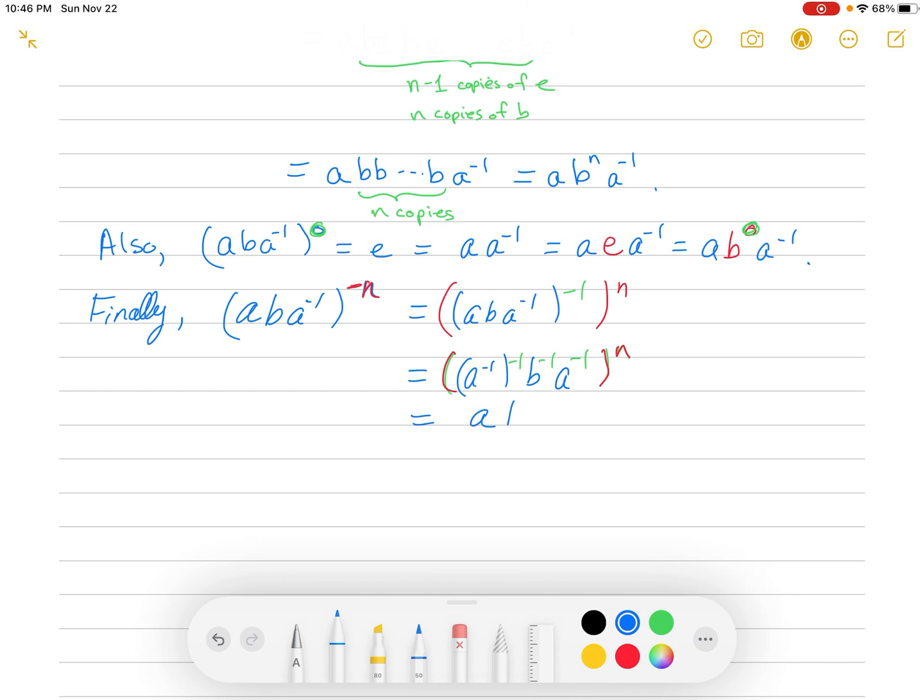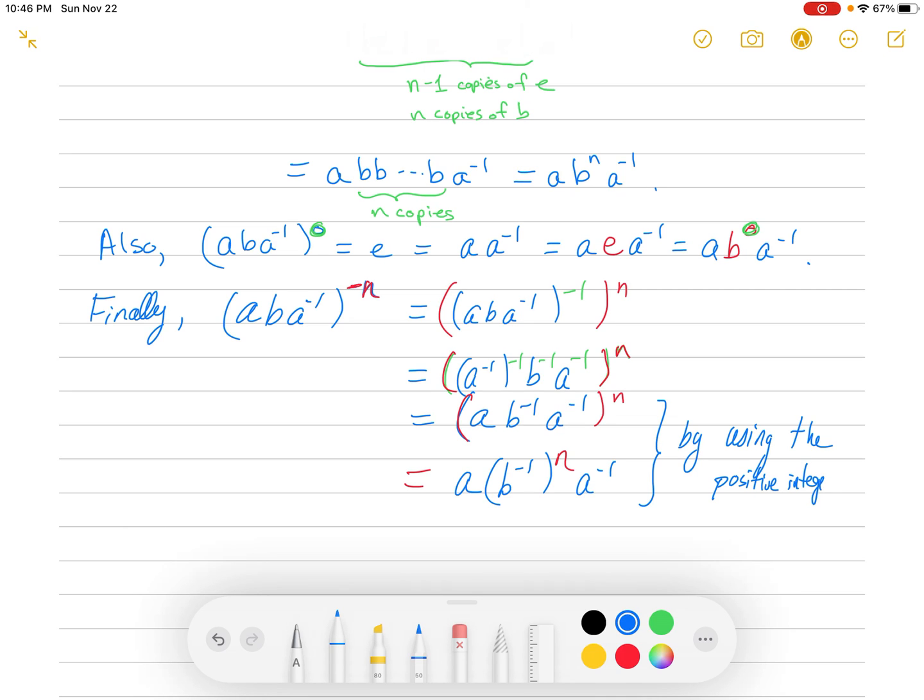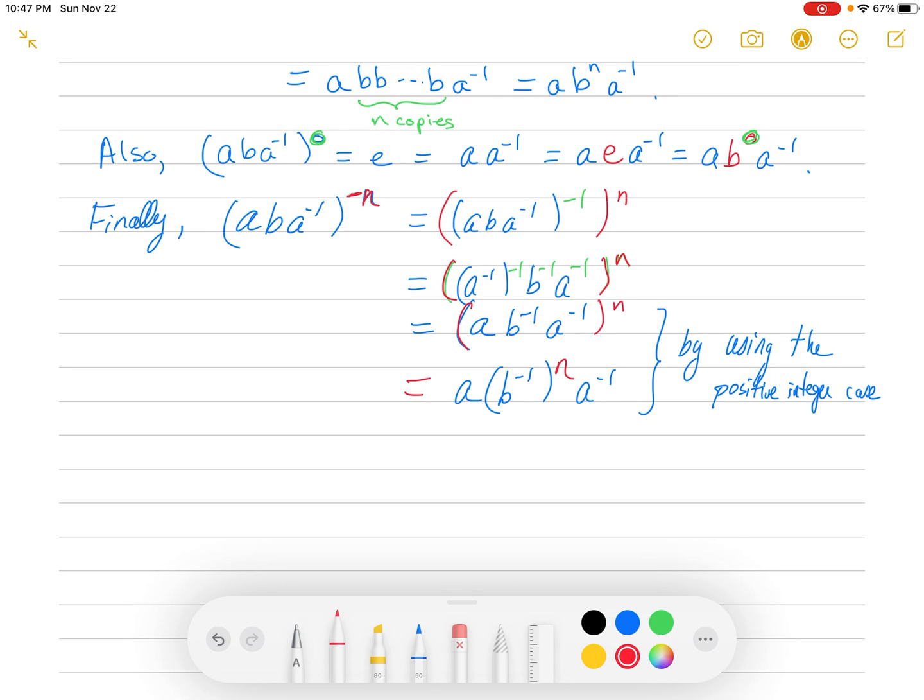So you get A, B inverse, A inverse. And now n is actually a positive integer, so you can apply the positive integer part to this. You can just say this is A, B to the negative 1 to the n, A inverse. That was by using the positive integer case. And then we can just rename this A, B to the minus n, A to the negative 1. And there you have it. Right here you had a minus n exponent, here you have your minus n exponent. So it all works out nice.